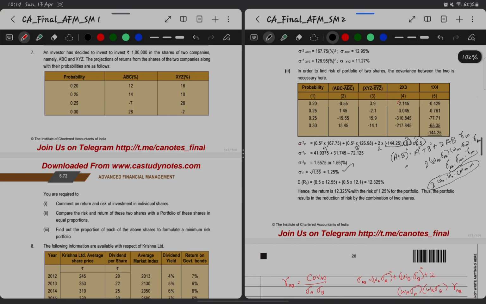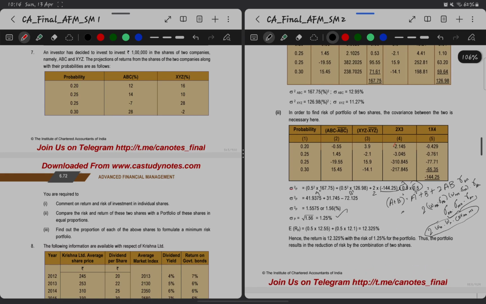And here also, as we can see, the standard deviation of individual returns is more and the portfolio standard deviation is less. This is because of diversification. The risk will reduce when we diversify into different stocks in a portfolio. The expected return of the portfolio is nothing but the weighted average, which will come up to 12.325. Hence the return is 12.325% with the risk of 1.25 for the portfolio. Thus the portfolio results in the reduction of risk by the combination of two shares.